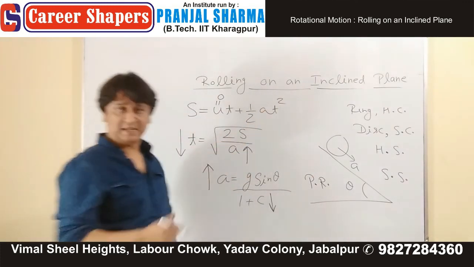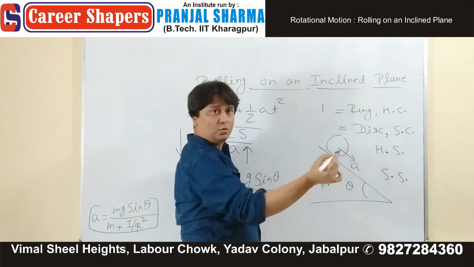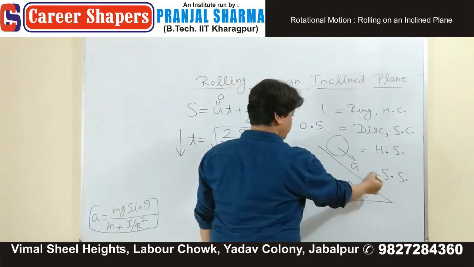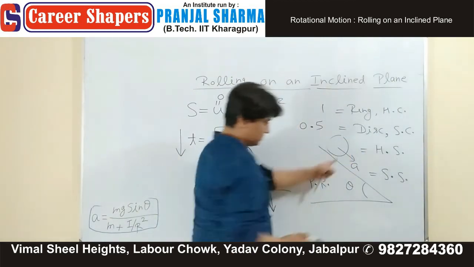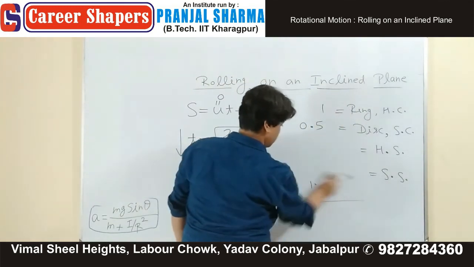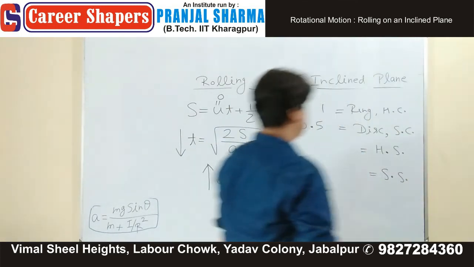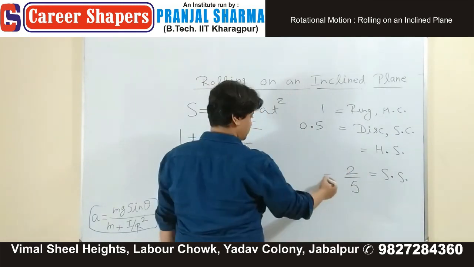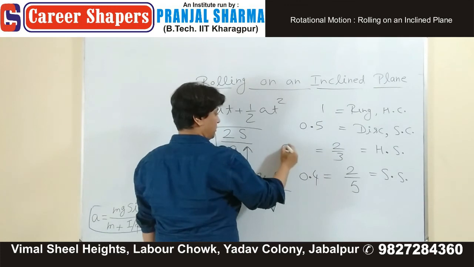Let's see what's the value of c. For ring, it's 1. For disk, it's 1 by 2. What is 1 by 2? 0.5. For hollow sphere and solid, I hope you remember the trick. I'm removing the question part. For hollow and solid, the trick was solid is like 2 by 5, which is 0.4. Hollow 2 by 3, which is roughly 0.6.